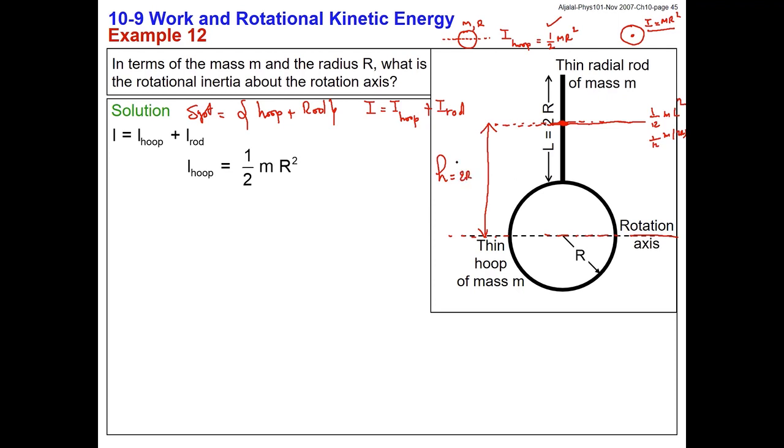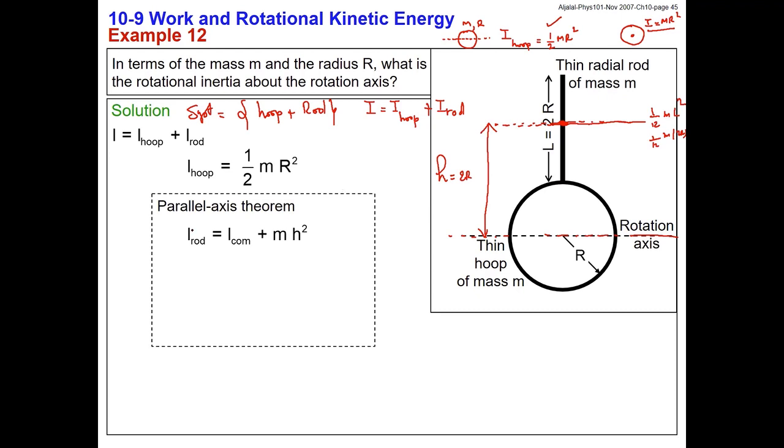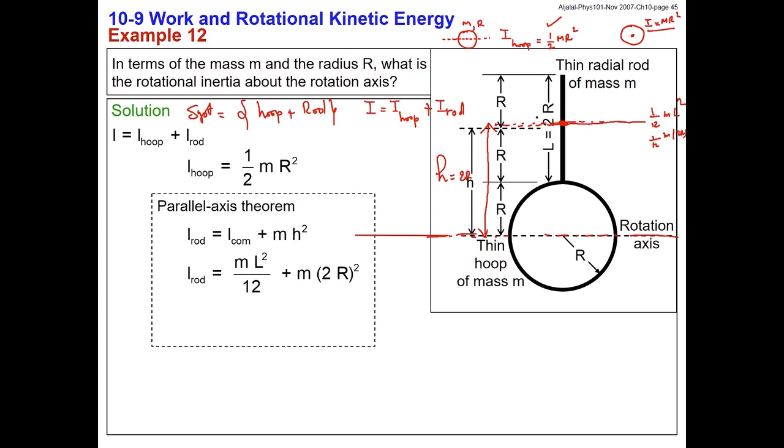So I will apply the parallel axis theorem. The moment of inertia of the rod around this new axis of rotation will be equal to the old moment of inertia, which was 1/12 of mL squared, and I know what L is, because L is equal to 2r, plus mh squared, and h is also 2r. So I shuffle it and I get the moment of inertia of the rod around the new axis of rotation, which is passing through here, is just 13/3 multiplied by mr squared.